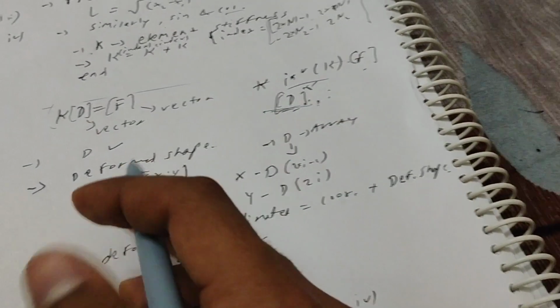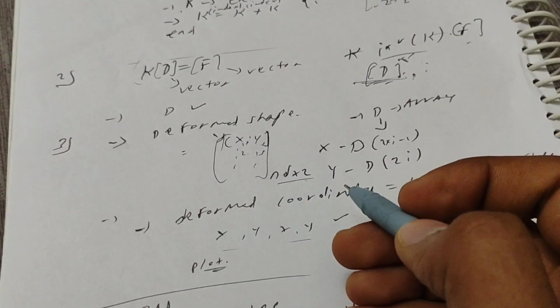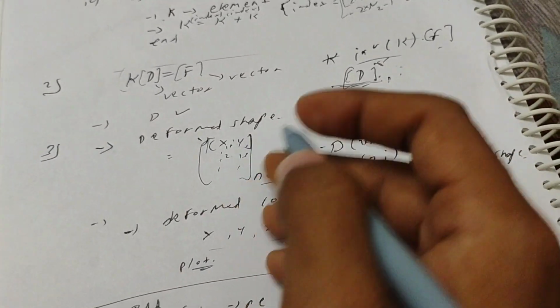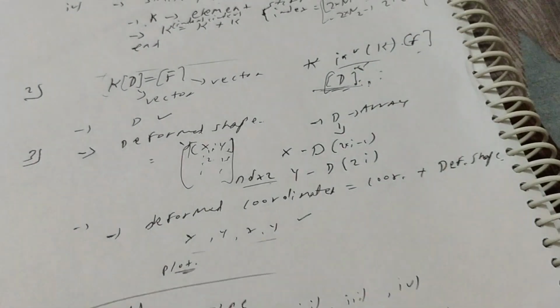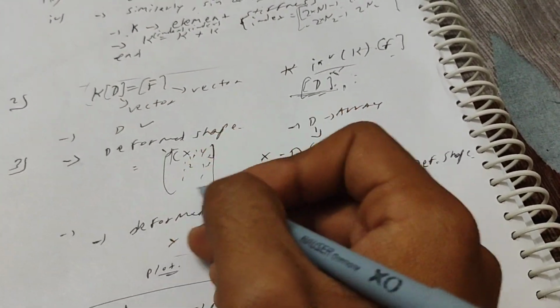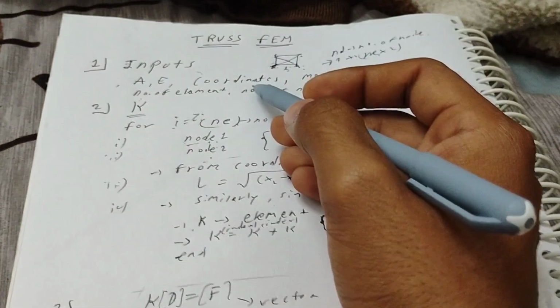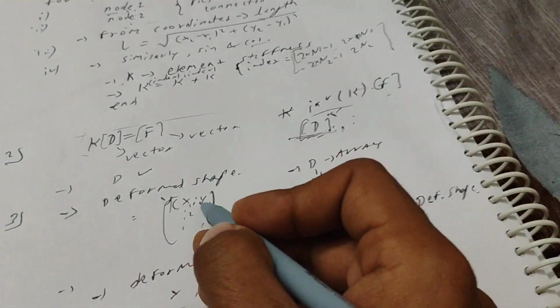Then we just need to find the deformed shape. For the deformed shape, we need the nodal locations x1 y1, x2 y2. So first we will need these locations. We actually have undeformed coordinates here. Now we need deformed coordinates.